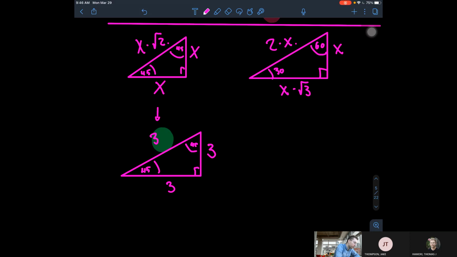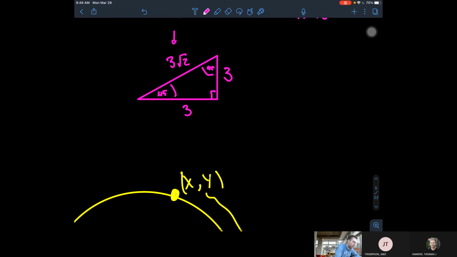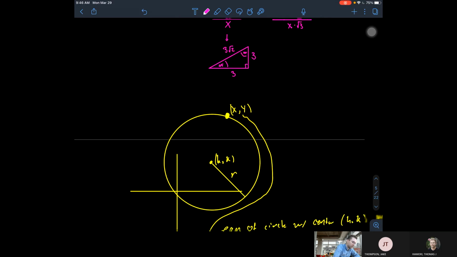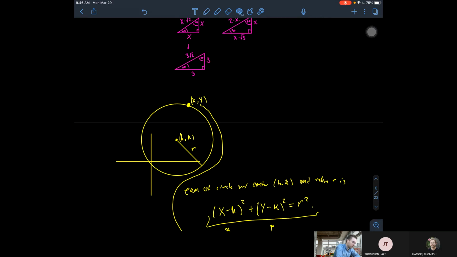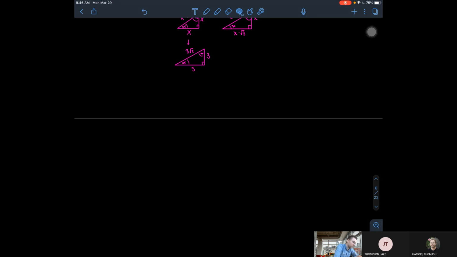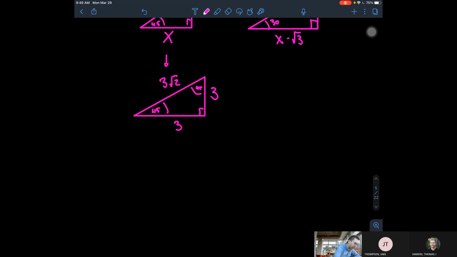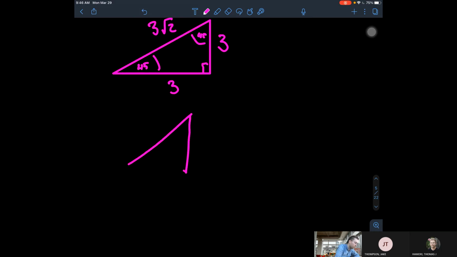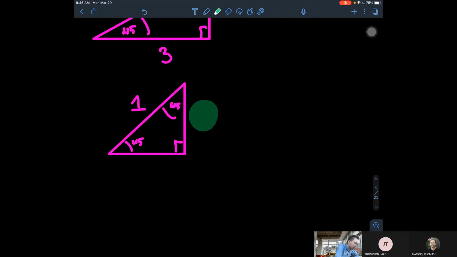Yeah, 3 times the square root of 2. Good. Let's do one more practice with this, with another 45, 45, 90 triangle. If I have a 45, 45, 90 triangle like this, and this side length is 1, then what should this side length be?